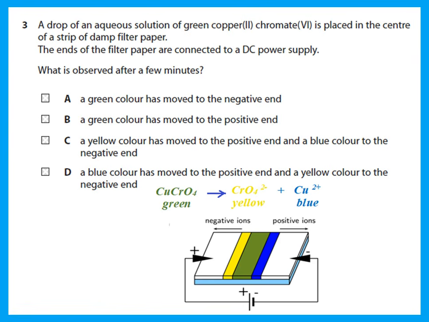So what are the ions? The ions are chromate ions, and chromate ions are the yellow ones, and they are negative, so they will go towards the positive. The copper ions, you have to know, even if you're not familiar with the color of the chromate ion, you should know that the color of the copper ion is blue. And the copper ions are positive, so they will go to the negative. So which statements are correct? It is statement C that says a yellow color has moved to the positive and a blue color to the negative.